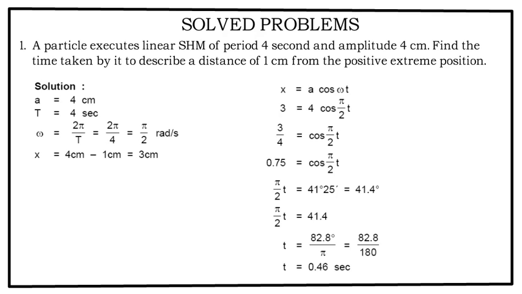Now x is equal to a cos omega t. Since the particle is starting from the extreme position, x is equal to 3. So 3 by 4 is equal to cos of pi by 2 into t. You solve this, go to the log table, go into the natural cosines, and you will get the value of cos inverse of 0.75, that is 41 degrees 25 minutes, that is 41.4 degrees. So you get pi by 2 into t is equal to 41.4. Now we need to convert pi into degrees. I am converting pi into degrees, that is 180 degrees. So t becomes 0.46 seconds.